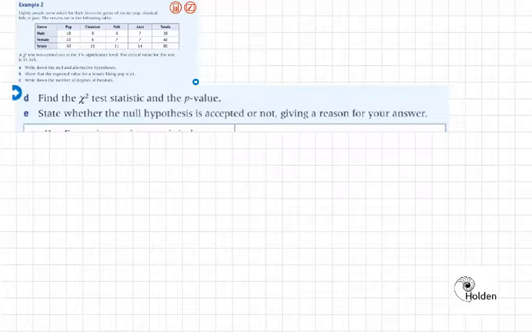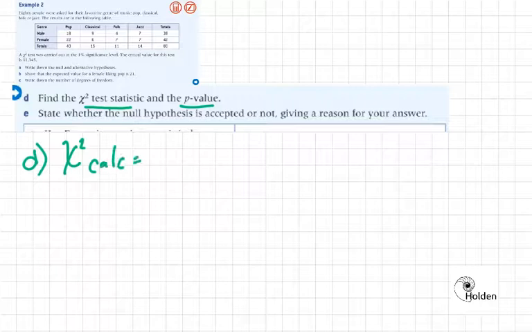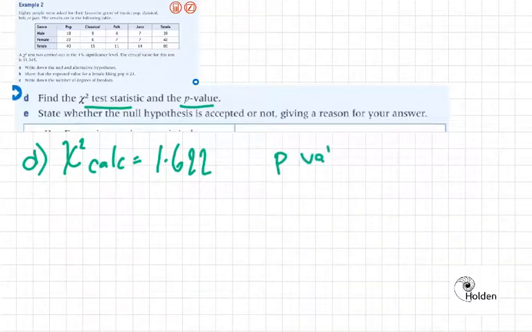Now, you'll have to pause this, go to the link below and check out the video on finding the chi-squared test statistic and the p-value. I've already done that, and my chi-squared test statistic, chi-squared calc, is 1.622 to 3 significant figures, and my p-value is 0.654. Alright, and now comes the challenging bit.